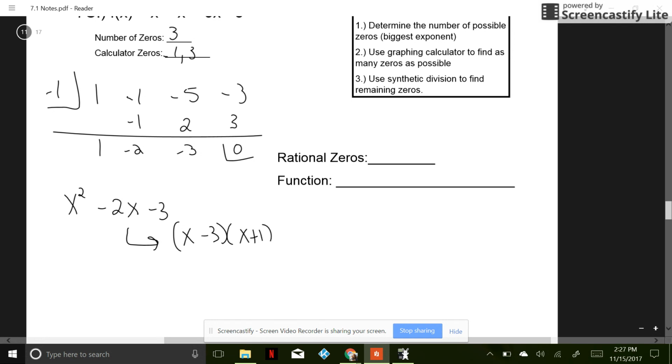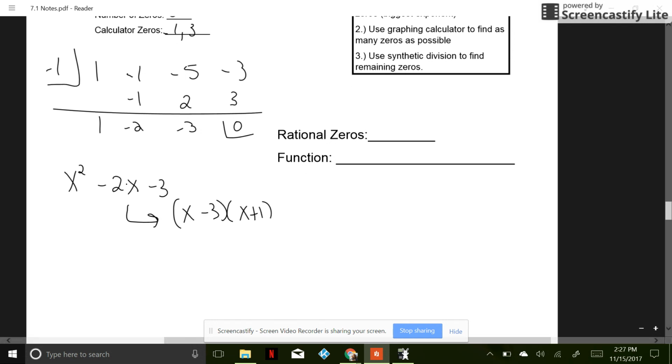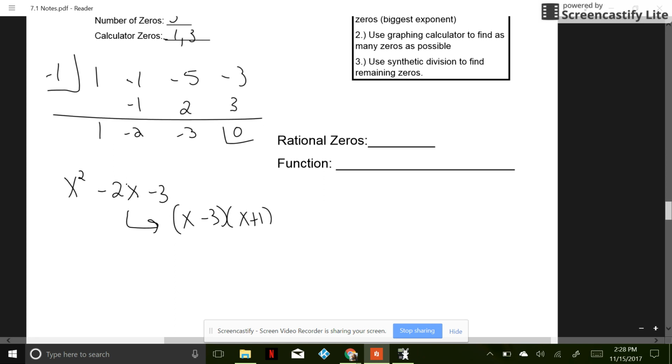So that means the -1 term is occurring twice. So rational zeros are at -1 and 3. So we'd have x plus 1, and x minus 3 for our function.